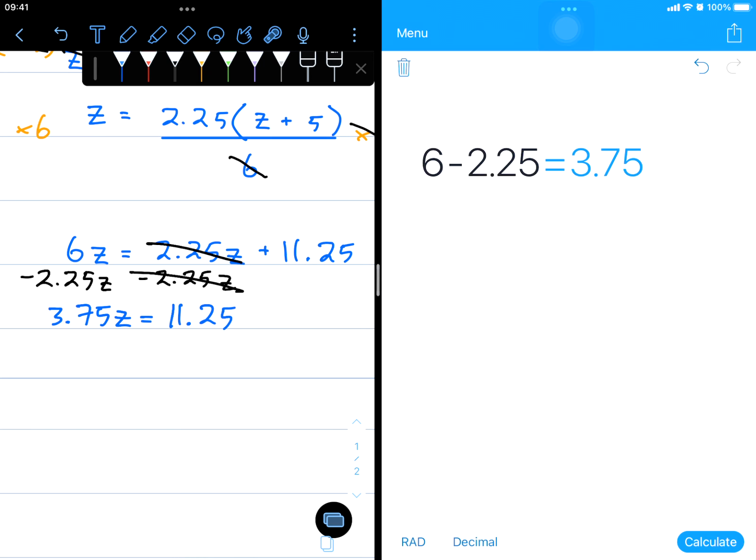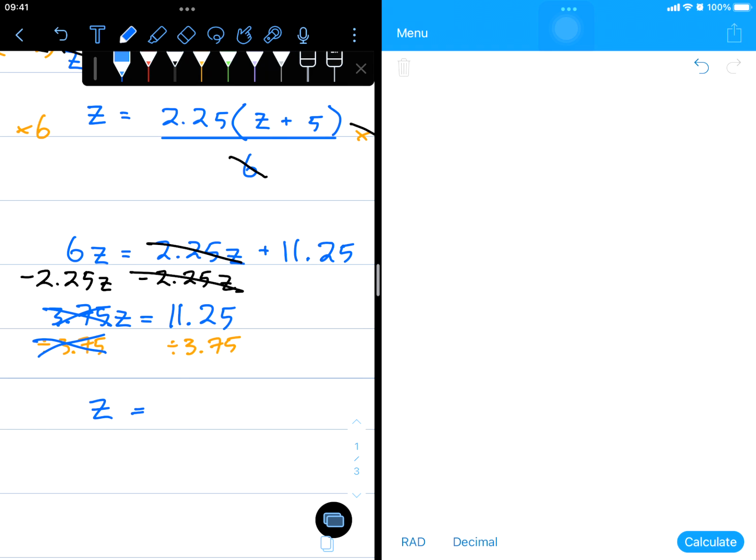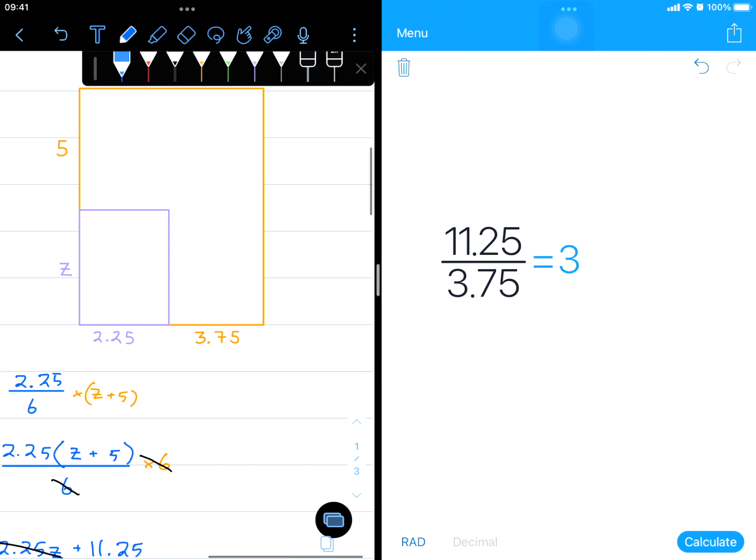And now I want Z by itself, so I need to divide by 3.75. This will cancel out that 3.75, leaving me with Z by itself, which I can now calculate: 11.25 divided by 3.75. That gives me Z is equal to 3. So this length here is equal to 3.